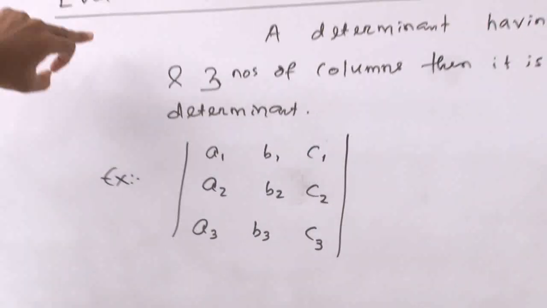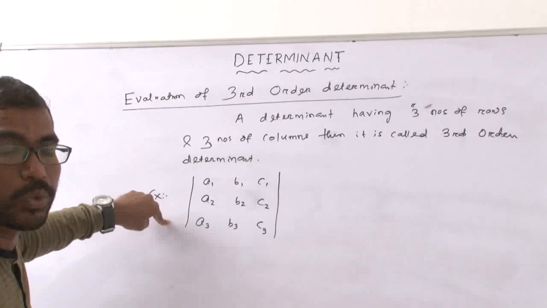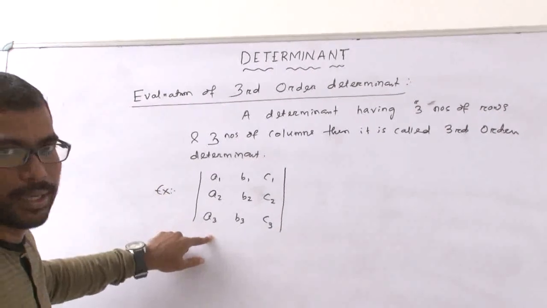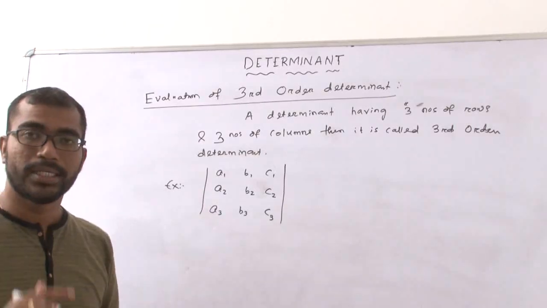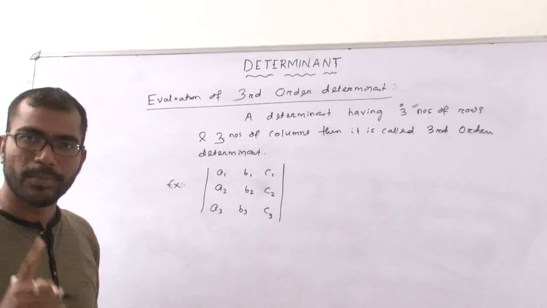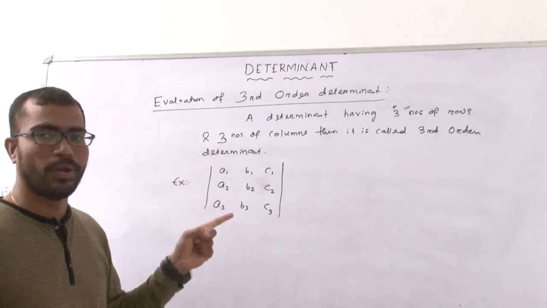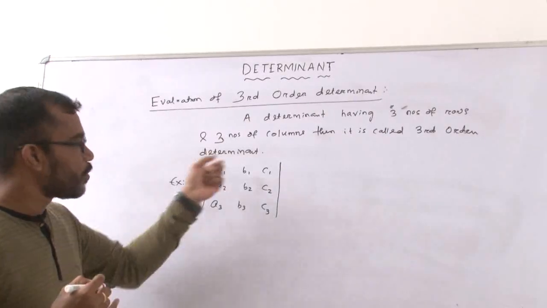Now, in this third order determinant, how do we evaluate or calculate it? In a third order determinant, we can evaluate it in 6 ways because it contains 3 rows and 3 columns. So there are 6 ways we can solve this.